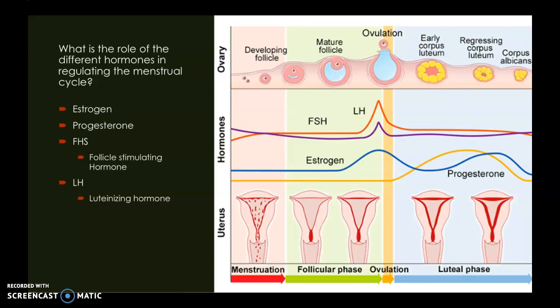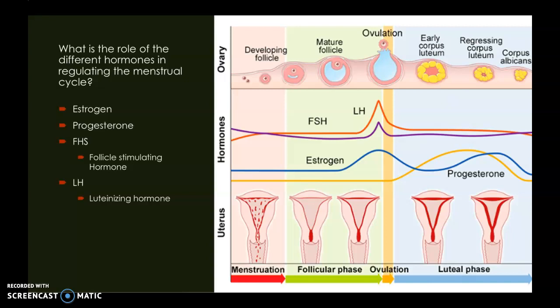And we have mainly 4 different hormones that we're going to focus on. We have estrogen, progesterone, FSH, which stands for follicle stimulating hormone, and LH, which is luteinizing hormone. And we all have these throughout the menstrual cycle, like women.